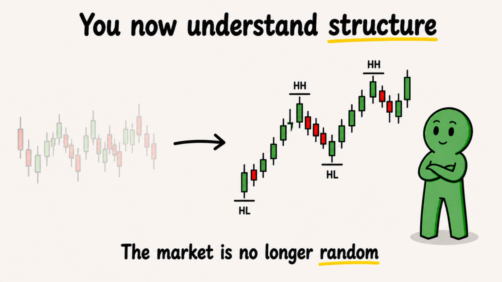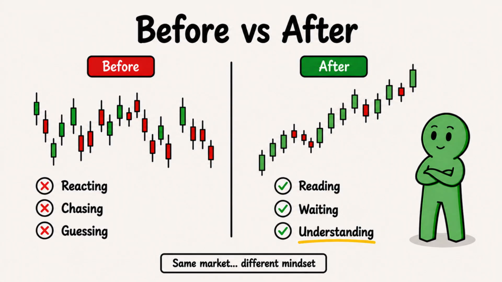And once you learn how to read those clues, something changes. Before, you reacted to candles. Now you follow structure. Before, you chased moves. Now you wait for clarity. Before, you guessed. Now you understand. And that is the difference between random trading and consistent decision-making.